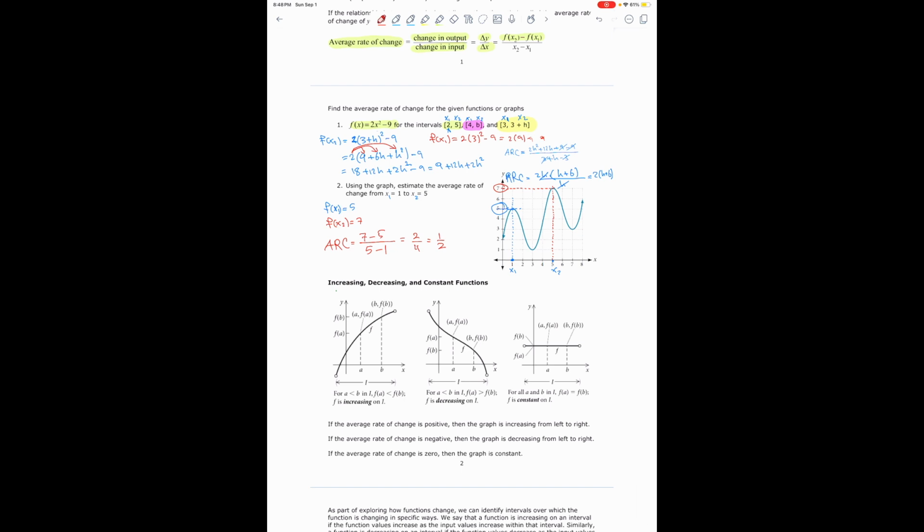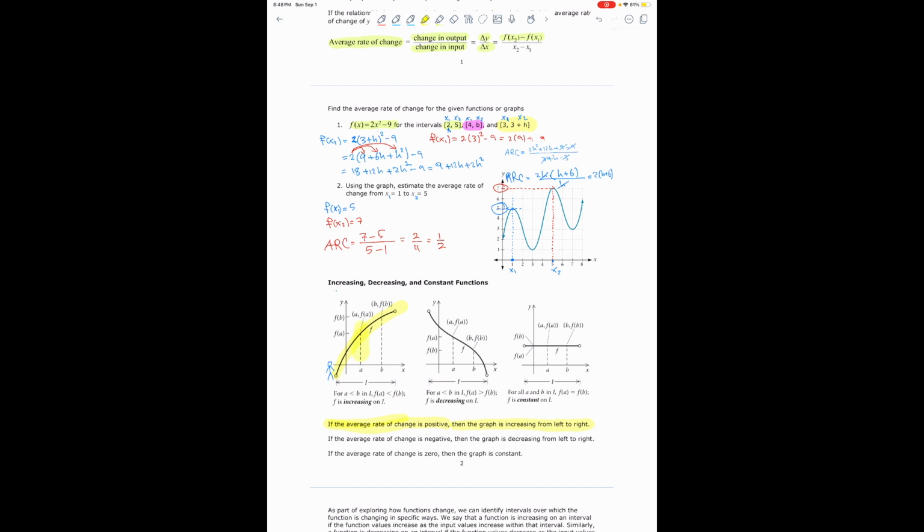Increasing, decreasing, and constant functions. This leads me to the topic of increasing, decreasing, and constant functions. So, if the average rate of change is positive, which means if you scan your graph and the graph tends to be growing or going upwards, so imagine that you are standing here and you're climbing, so you're going upwards. This is what we call an average rate of change that is positive. Then the graph is increasing over the interval that is given. Then the graph is increasing from left to right.